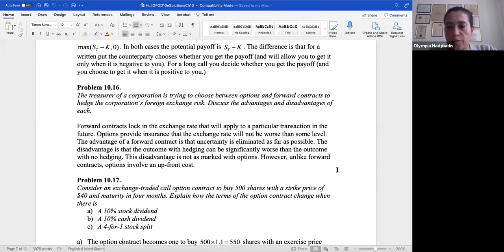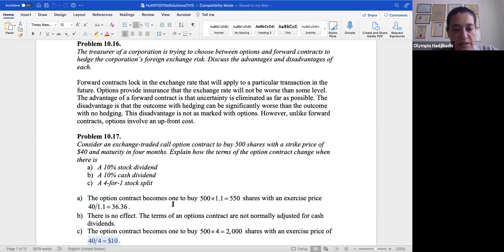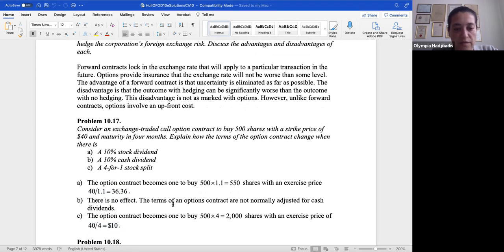So we go to problem 10.17. Consider an exchange traded call option contract to buy 500 shares with a strike price of $40 and maturity in 4 months. Explain how the terms of the option contract change when there is a 10% stock dividend, a 10% cash dividend, and a 4-for-1 stock split.